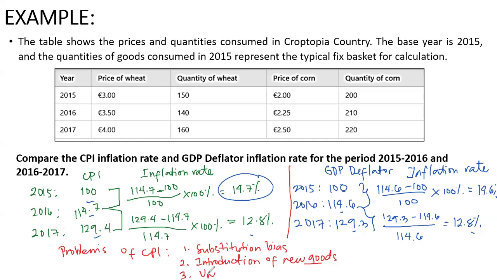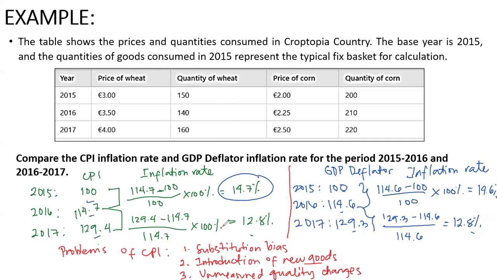And another is the unmeasured quality changes. Of course, it is really hard to measure changes in terms of quality. What if the price of a good actually increases along with its quality, or sometimes even the price of this good did not increase, but the quality of the product actually decreases? So there are changes in quality that aren't captured by the consumer price index. That is why sometimes the CPI overestimates the cost of living.